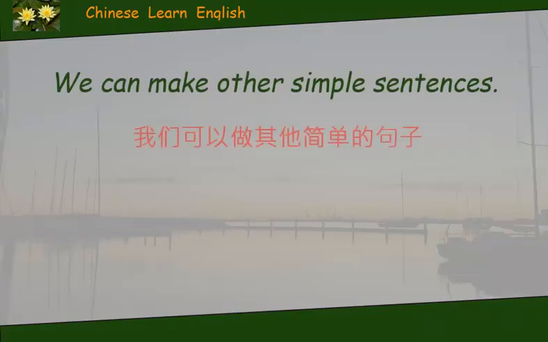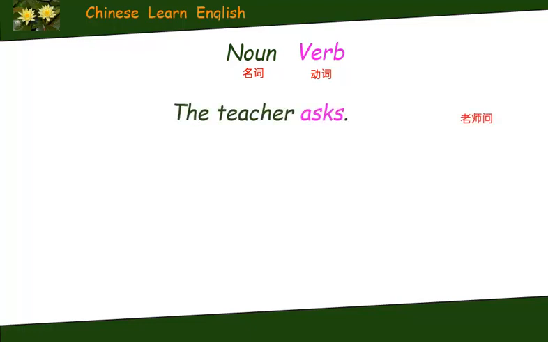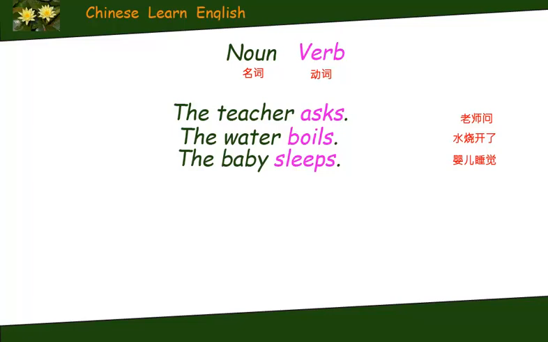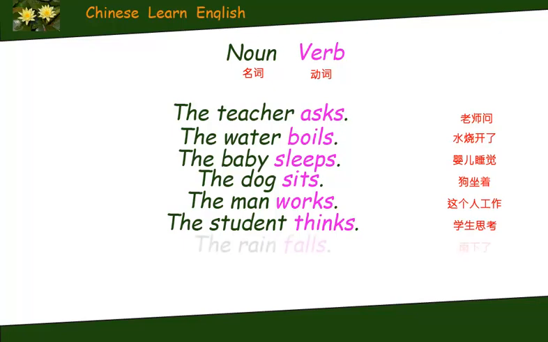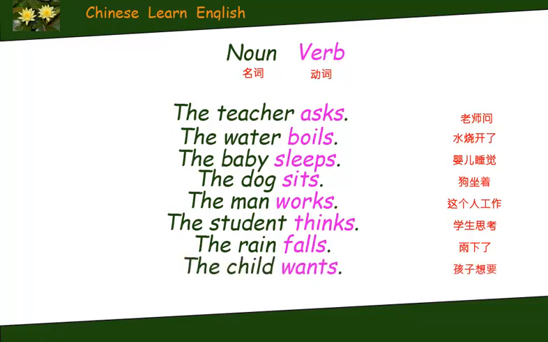We can make other simple sentences. Noun, verb. The teacher asks. The water boils. The baby sleeps. The dog sits. The man works. The student thinks. The rain falls. The child wants.